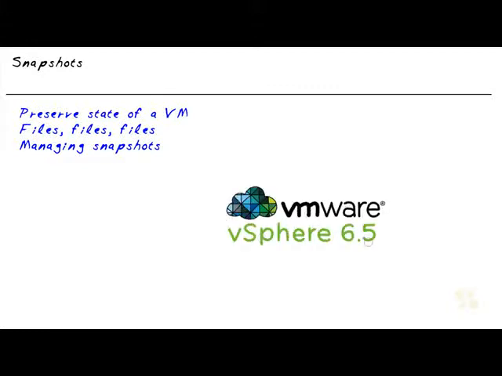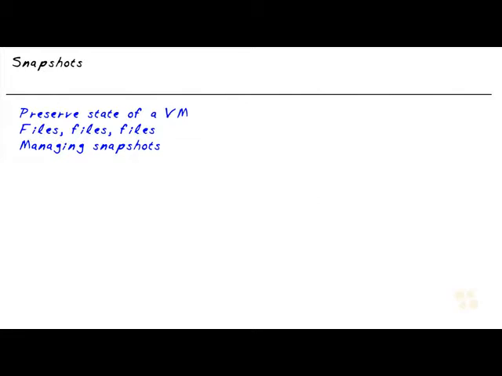A snapshot is a wonderful tool that we can use to go back to a point in time for a specific virtual machine. An example of using one would be this. Let's imagine that you and I have a virtual machine. Let's call it virtual machine 1.